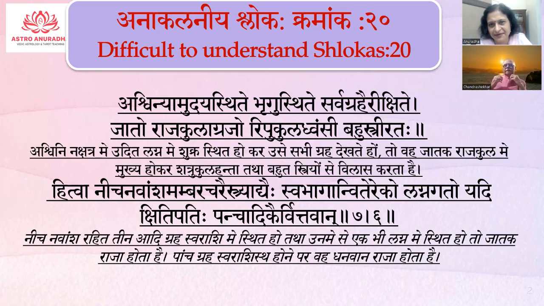Then the next shloka has more to do with the strength of the Navamsha. This is all continuing with each other, so don't take it that something else is being said. Here it is said, Hitva Nicha Navamsha Ambaratare Strade, that is 3. Swabhagan Vita. Eko Lagna Gato Yadi. Kshitipati Panchadikair Vittava. Which means if 3 planets are occupying their own Rashi, but not occupying their Navamsha of debility, so they should not be weak.